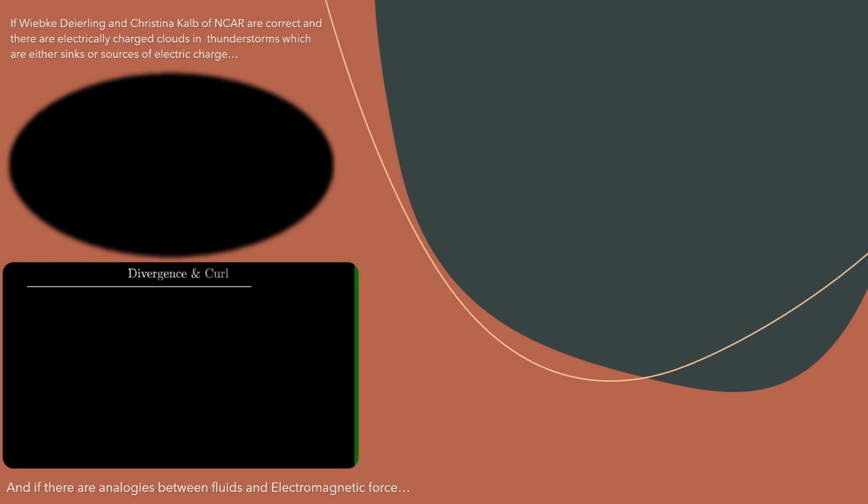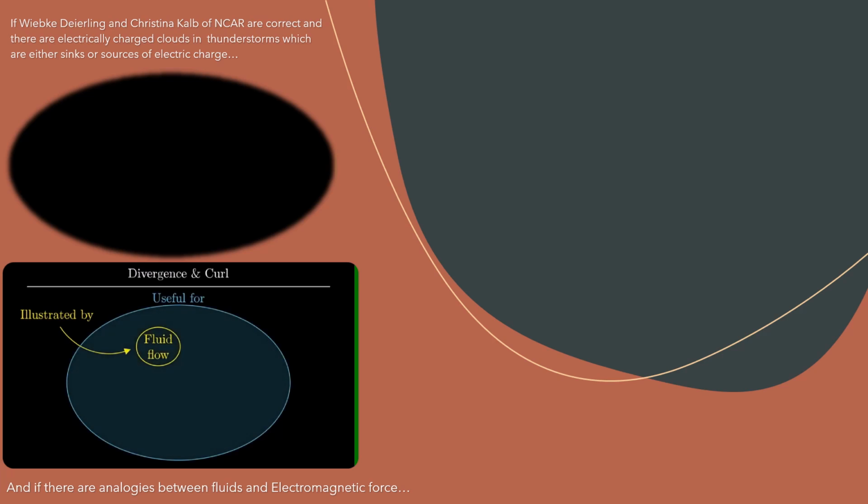The ideas of divergence and curl are particularly viscerally understood when the vector field is thought of as representing fluid flow, even if the field you're looking at is really meant to describe something else, like an electric field.